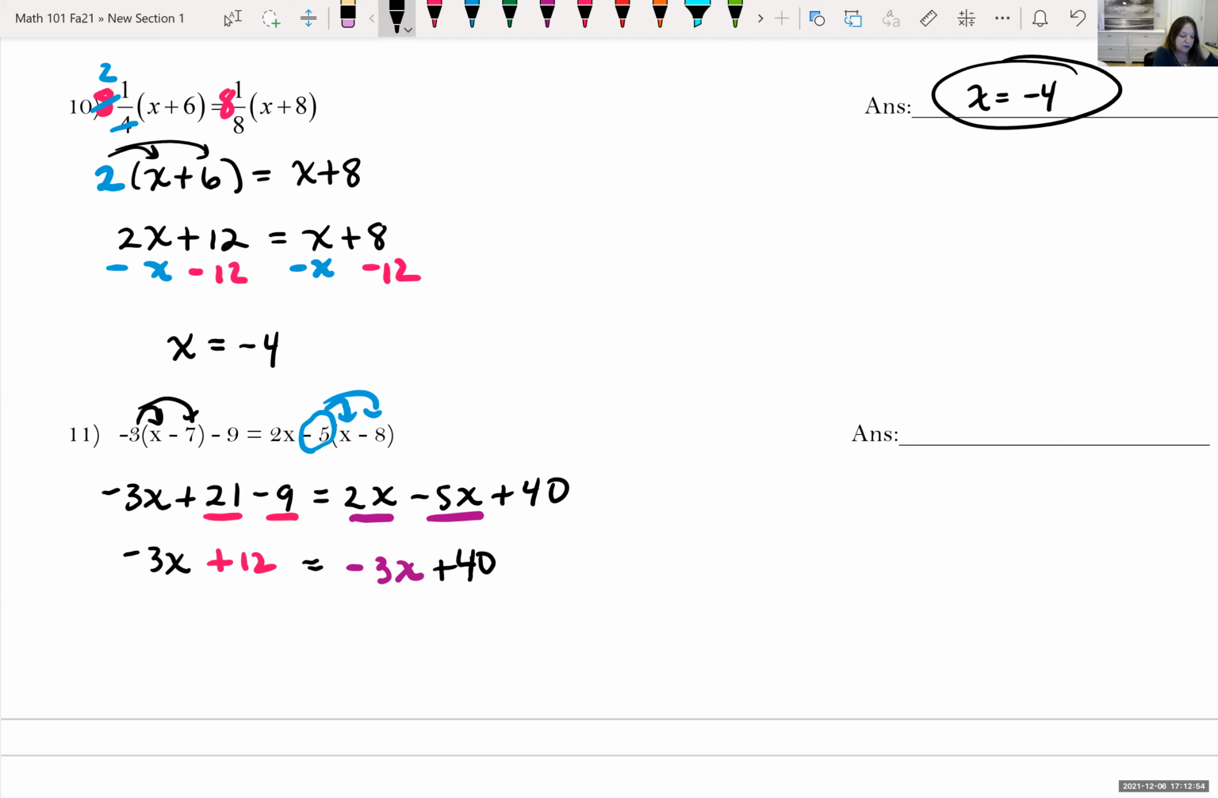If we add 3x to both sides of our equation, we get that those cancel and we get 12 is equal to 40. This is not a true statement. And so there's no solution.